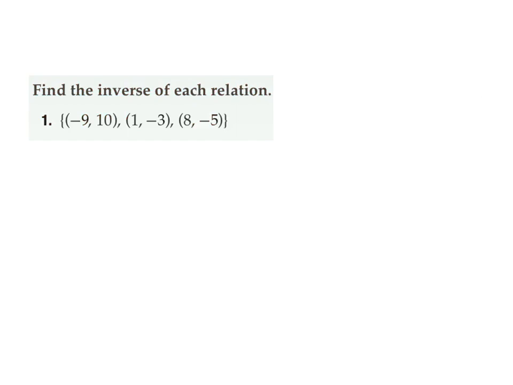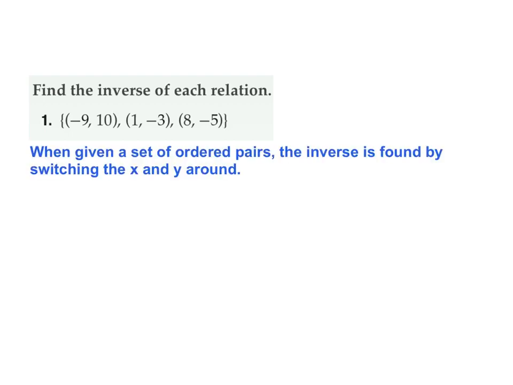So here would be an example. Here's a function. It's a set of ordered pairs. Each x only has one y. The inverse of this function is just a set of points where the x's and y's are switched around. So go ahead and write that out. Write the inverse of those. No, this is not the whole lesson. Again, so when you're given a set of ordered pairs, the inverse is found by just switching the x and y around.